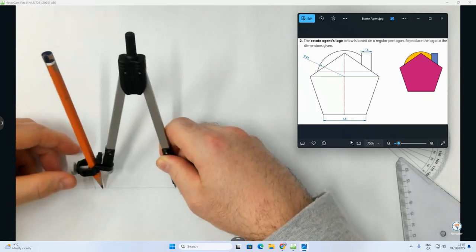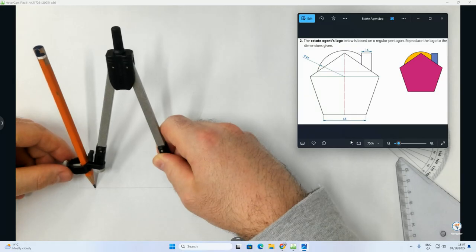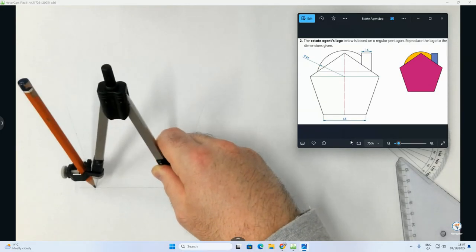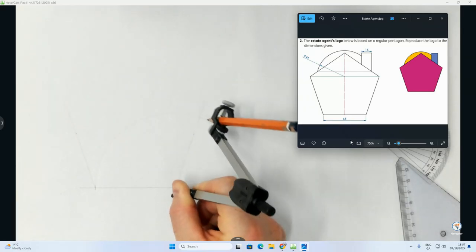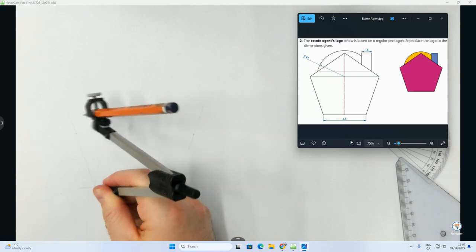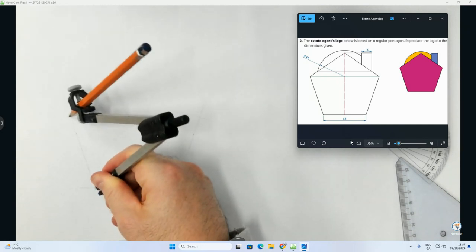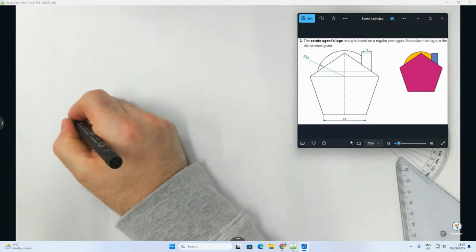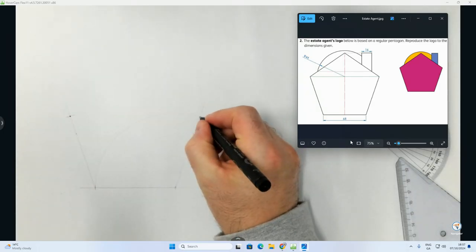So if I get my compass, I can take the distance on my compass of the baseline, and what you could do is swing an arc like this to cut it up here. You could do the same to the other side, and you don't have to swing the arc fully. You could simply just mark it there. And I've now found my marks here and here.